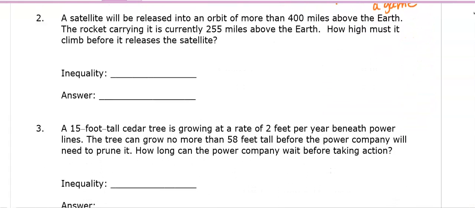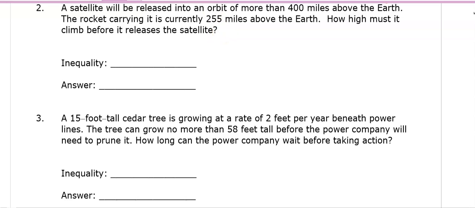Next one. The satellite will be released into an orbit of more than 400 miles above the Earth. The rocket carrying it is currently 255 miles above the Earth. How high must it climb before it releases the satellite? All right, so I'm already 255, right? How many more am I going to need to travel? So that's plus x to be greater than. It can't be equal to, it has to be more than 400. So I'm going to eat the problem because I need the problem to be bigger. That's how I describe that.